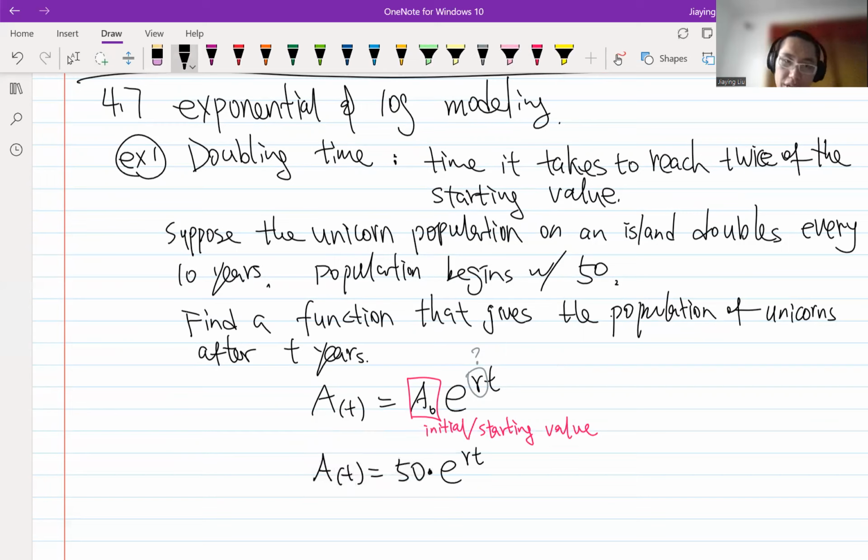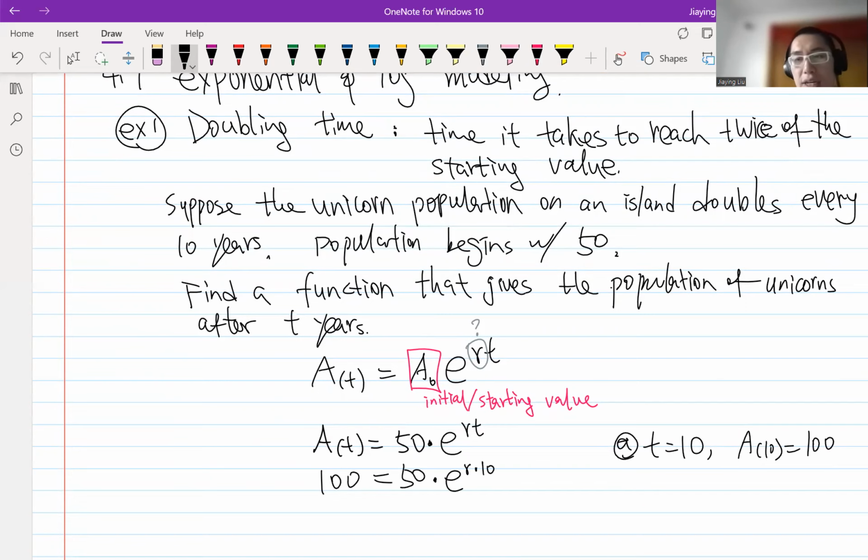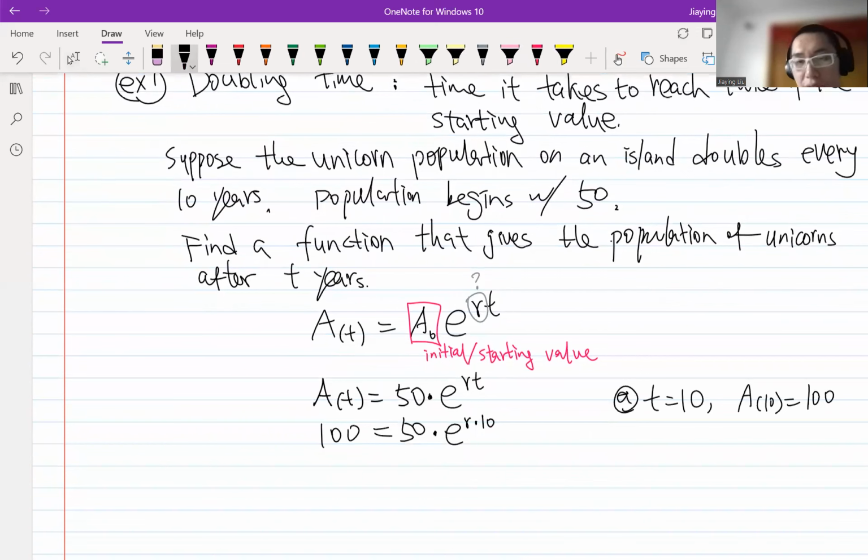And then we know after 10 years, the population is going to reach twice the initial amount. So at t equals 10, the population is going to equal 100, twice the amount. Now we can put those two values into this function. So we get 100 equals 50 times e to the r times 10, since t is 10. And we're going to solve for the exponential growth rate. So divide by 50 on both sides. We end up with 2 equals e to the r times 10 in the exponent.